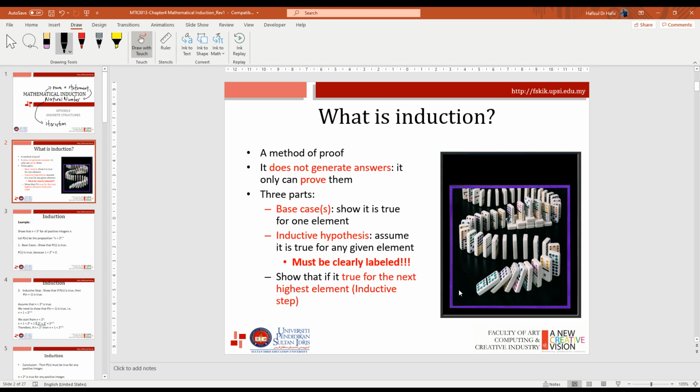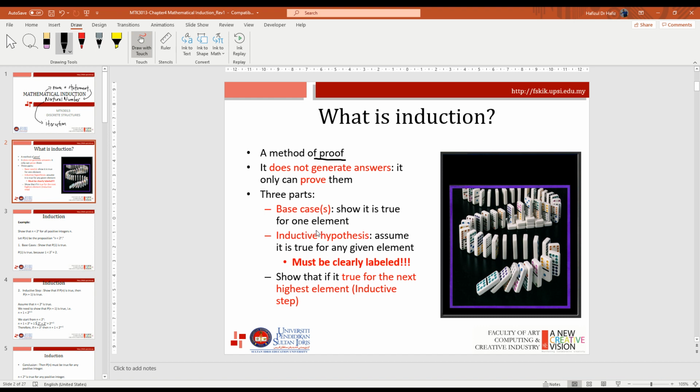And then this one is induction, a method of proof. And then it does not generate the answer. It can only prove. For example, it is shown as a domino effect. It contains three parts. Firstly is a base case. It shows it is true for one element.